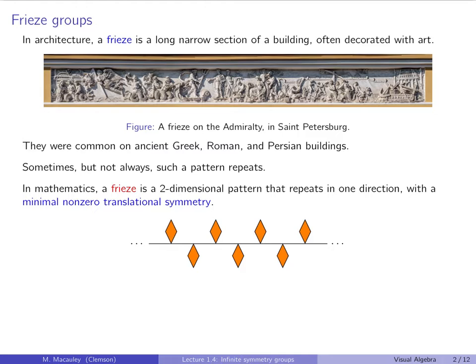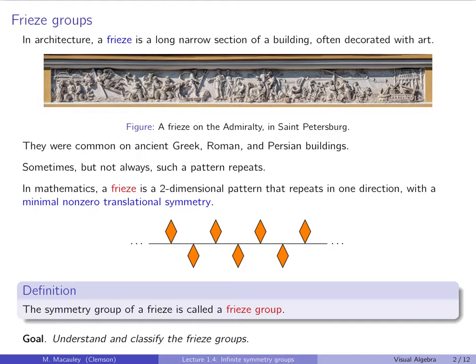In mathematics, a frieze is a two-dimensional pattern that repeats in one direction, with a minimal non-zero translational symmetry. So with this picture, that minimal length is this right here. A non-example of a frieze is just a line, because this does not have a minimal translational symmetry. We can translate this by any amount, no matter how small.